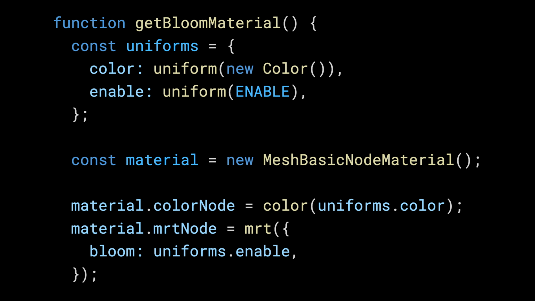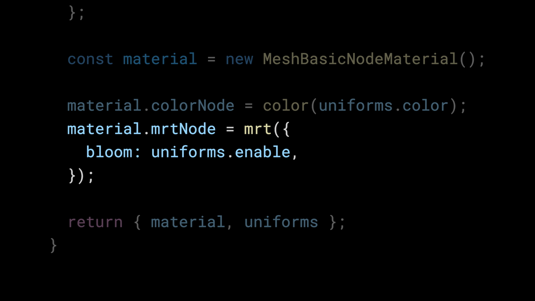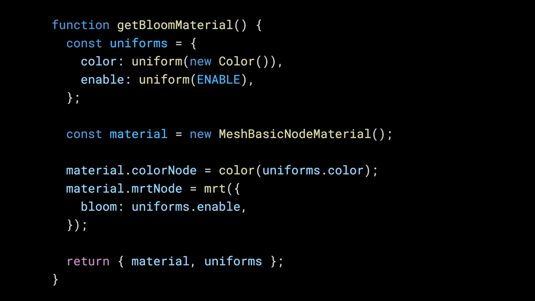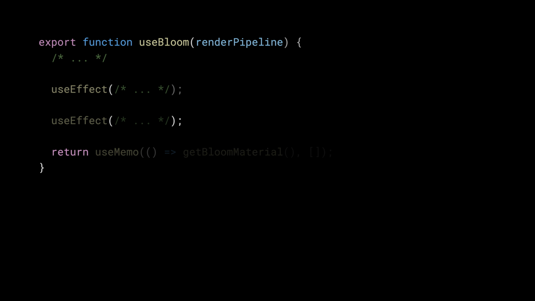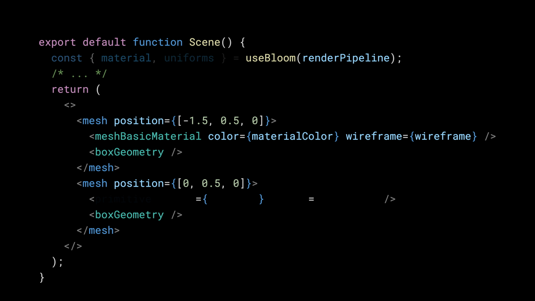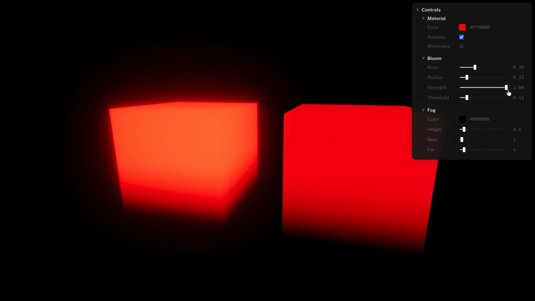The answer is to create a material and to set its MRT node where we can tell it to write to an additional render target. So our object will write to both the scene output and the bloom layer. For convenience, we can return this material from our use bloom hook. In React Three Fiber, the way to use this custom material in our mesh is to use a primitive in the render tree. Our custom bloom is working nicely now. We have our soft transition on the luminance threshold, selectivity even if materials share the exact same color, and no depth issues.